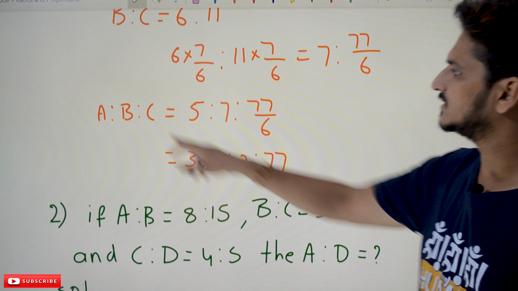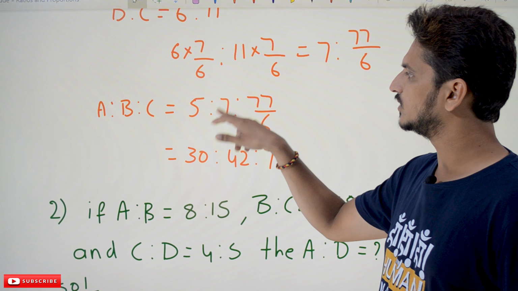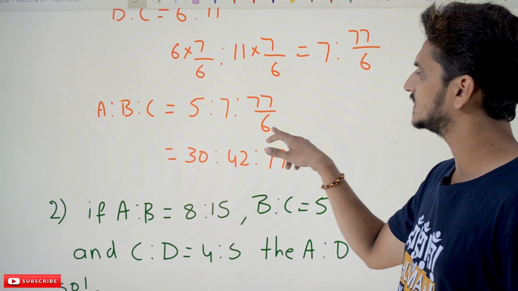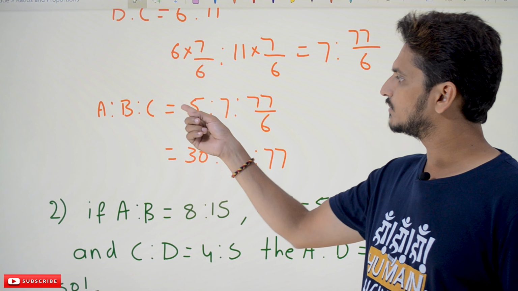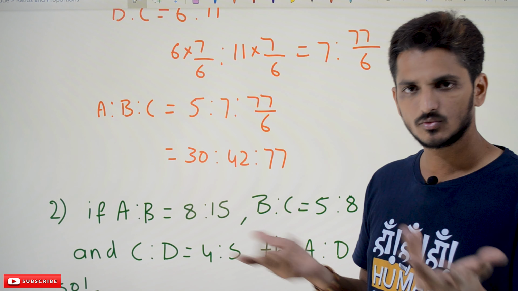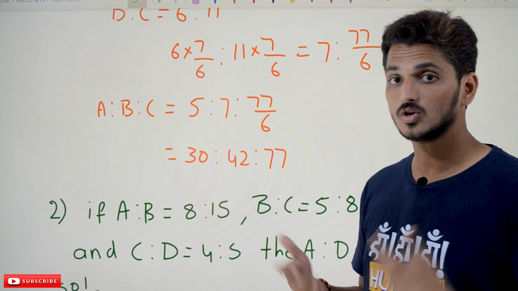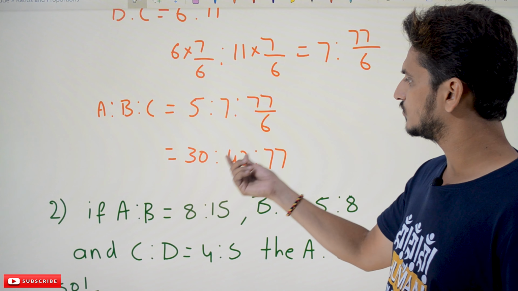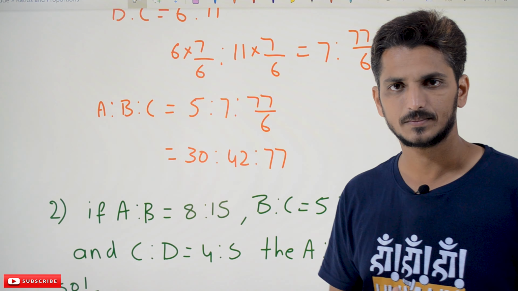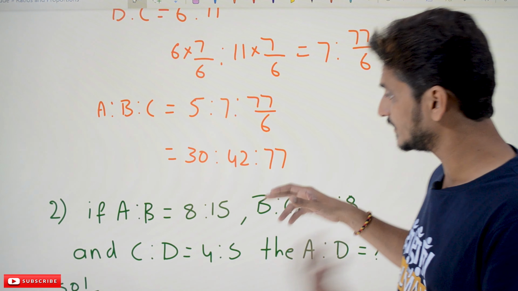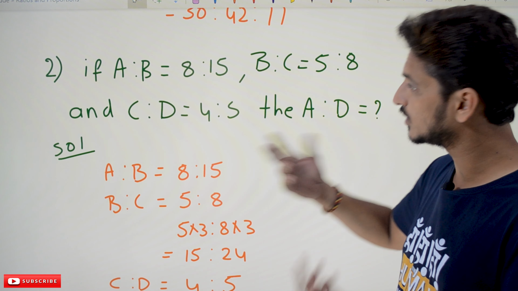Now we can write it as A is to B is to C equal to 5 is to 7 is to 77 by 6. Multiply every number with 6. It won't get affected. Ratio will not change. So that is 30 is to 42 is to 77. Hope you understand. Coming to the next example, we are going to do one more example.